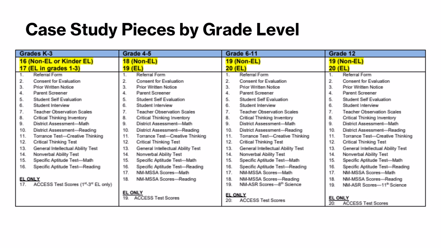It's important to differentiate between documentation in the case study and evidence in the case study. Numbers 1 through 3 on the list are the referral form, the consent, and the prior written notice. Although these have to be in the case study, they aren't considered numbered evidence. The referral, however, should be reviewed to help align the student with particular areas of giftedness should they qualify for services.